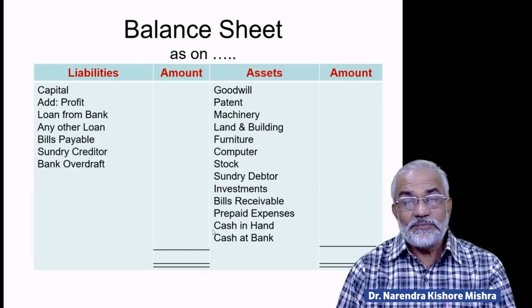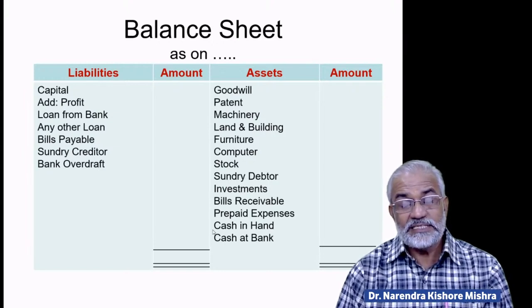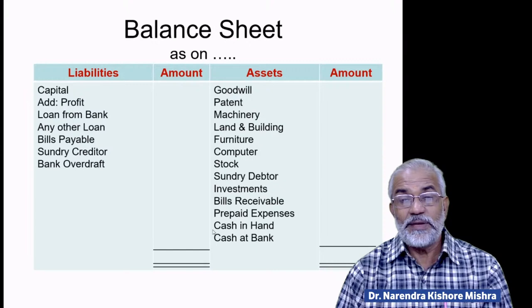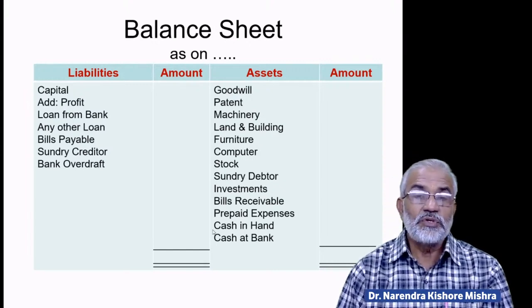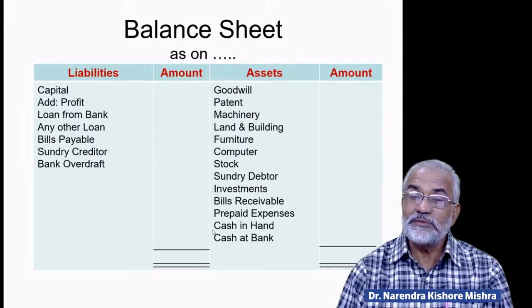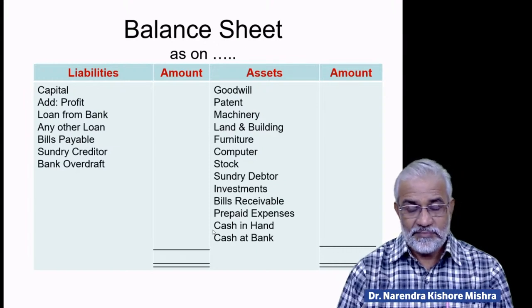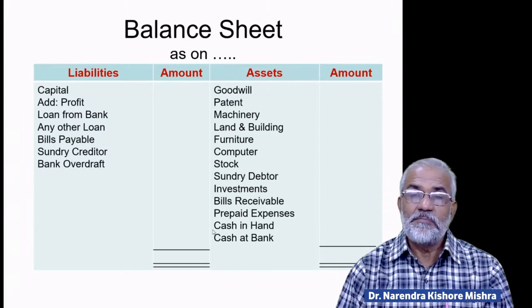Then the next objective of financial accounting, or the next objective of financial statement preparation, is to know the position of assets and liabilities, or to know the financial position of the organization, which we come to know by preparation of the balance sheet.